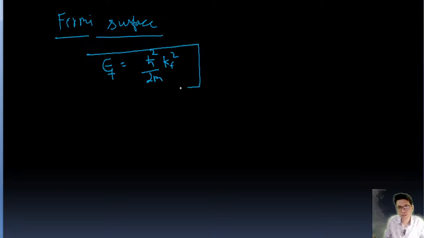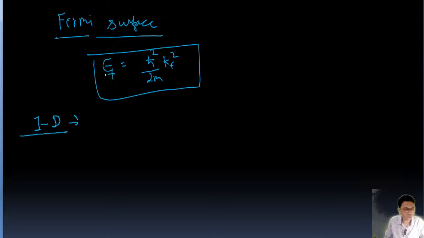So Fermi surface. First we know that the Fermi energy is EF. We can write EF equals h cut square upon 2m into kF square, right? This is the Fermi energy, right?